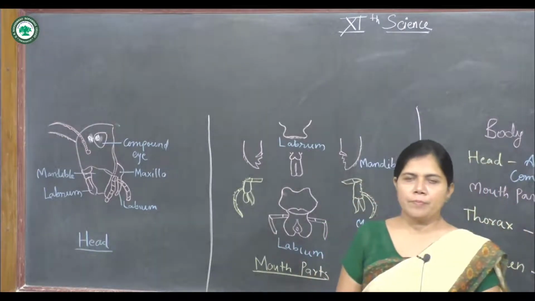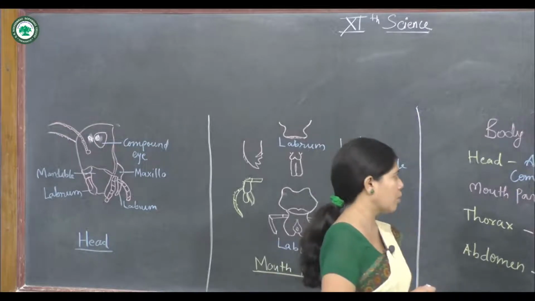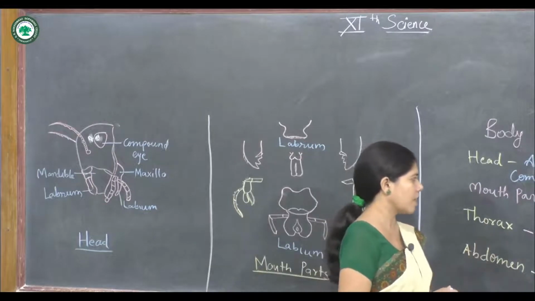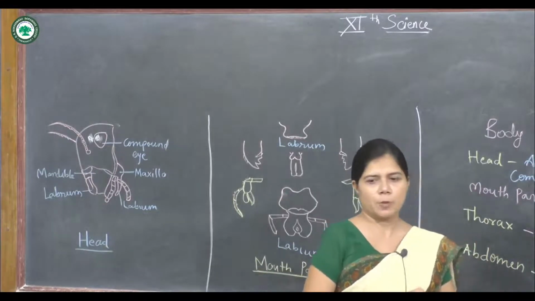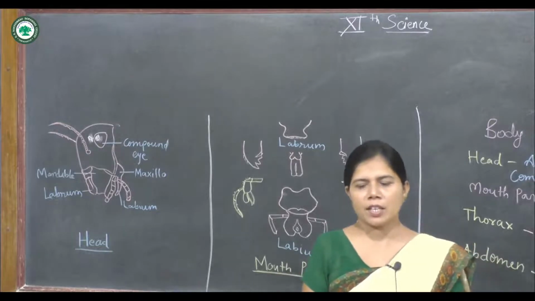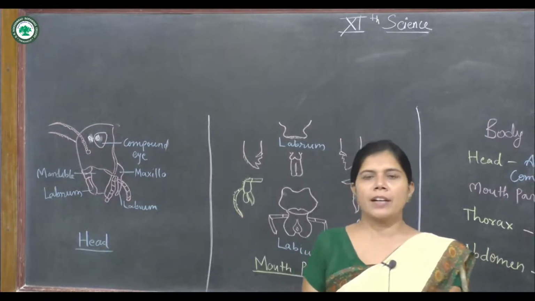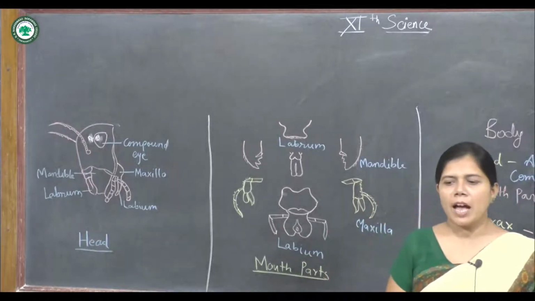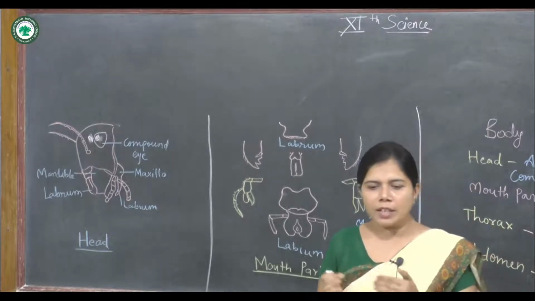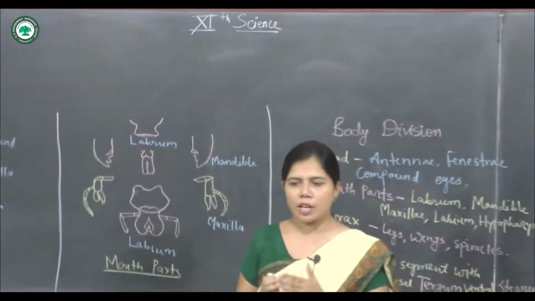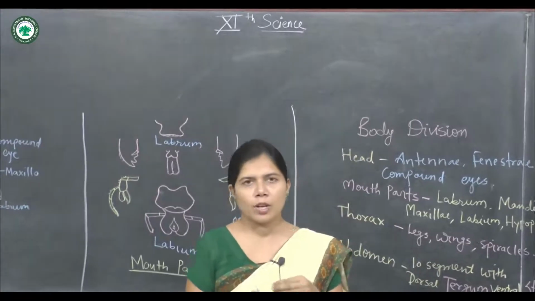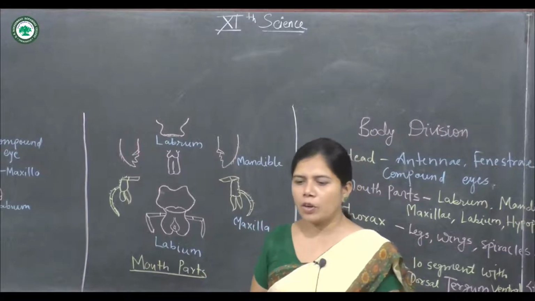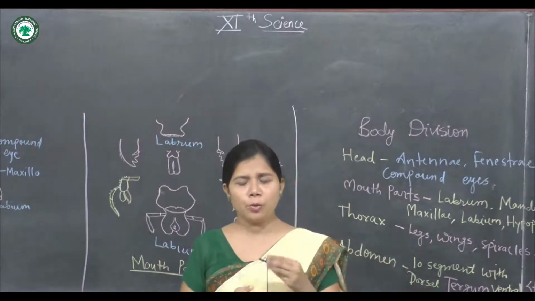Next to the head, the second part of the body division of the cockroach is the thorax. The thorax consists of legs, wings and the spiracles. The thorax is a three segmented structure. The anterior thorax is called the prothorax, the middle mesothorax and the posterior metathorax. The thorax bears three pairs of walking legs.